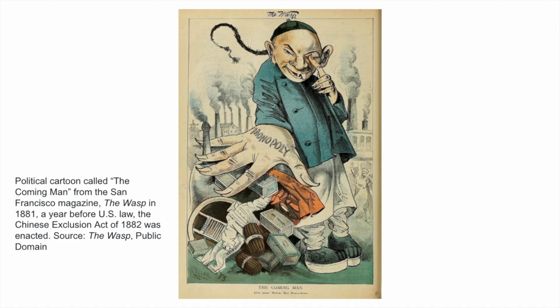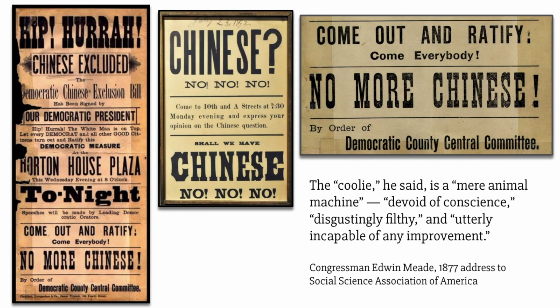And then from the Wasp magazine, again, a political cartoon called The Coming Man, showing the Chinese gaining a monopoly over all of these jobs and industries out in California. And again, the overtly stereotypical way of drawing these people does not help to tone down some of these nativist attitudes.